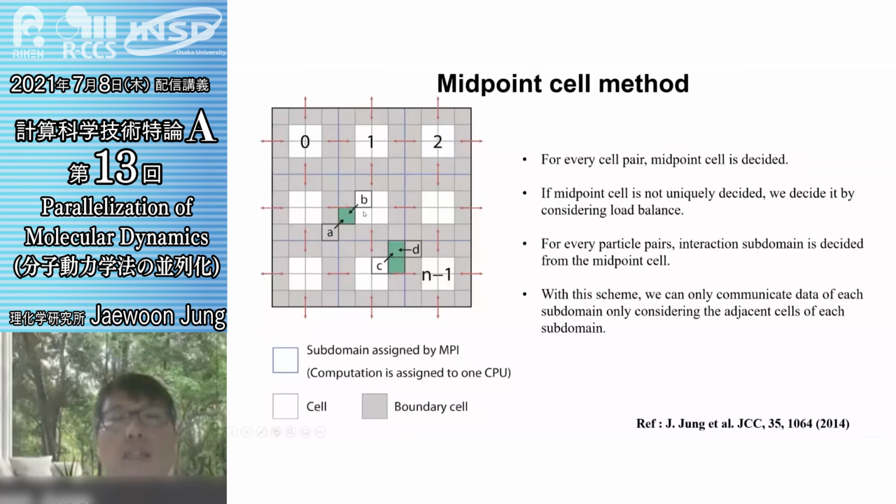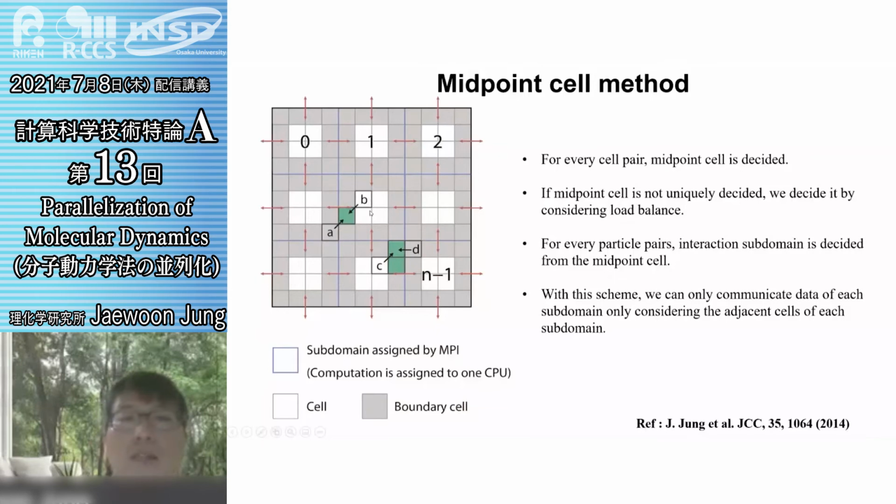We decide the MPI process to evaluate the interaction between particles in different subdomains just by making use of the midpoint cell. Here, for particles in A and particles in B, the midpoint cell of A and B is this one. So we assign the MPI process having this cell. So here, the interaction between particles in A and B is done by the MPI process with this subdomain.